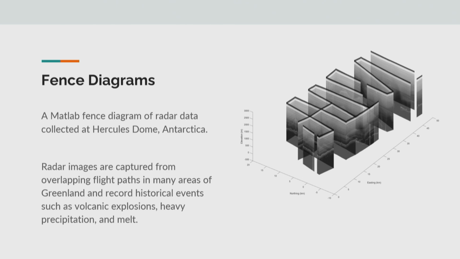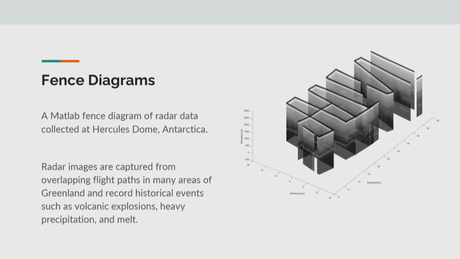So here's what the fence diagrams typically look like. This is from the Hercules Dome in Antarctica. So this is south. But this was generated by our coworker and collaborator, Nick Holsch, who's a glaciologist that we've been working with when we developed this. So you can see the crossing patterns.